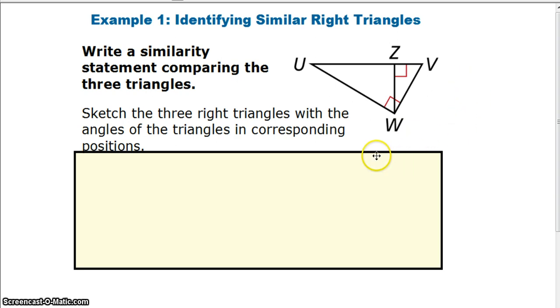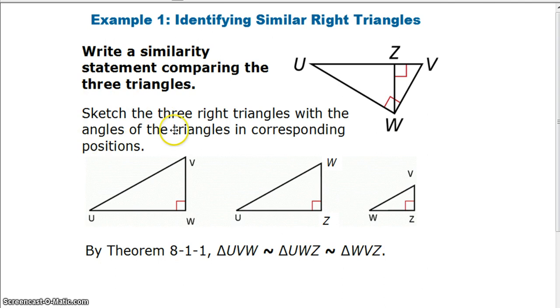Now there is more than one way to write this similarity statement. As we compare your answer to the answer given, let's just make sure that you have the same corresponding angles. Okay, so pause the video, come back and check your work.